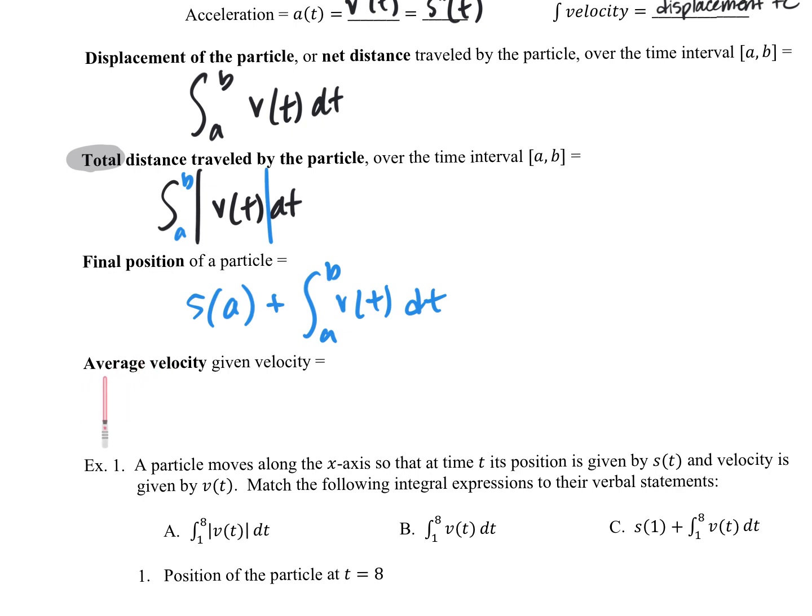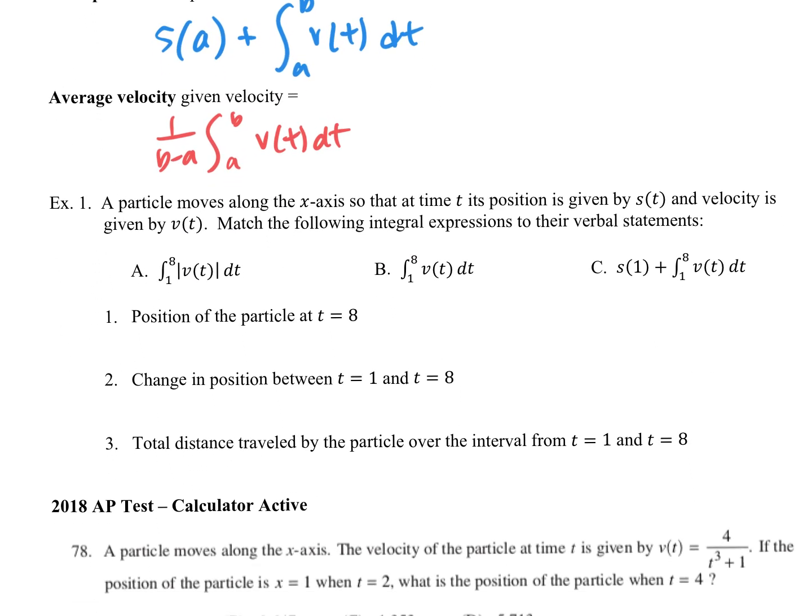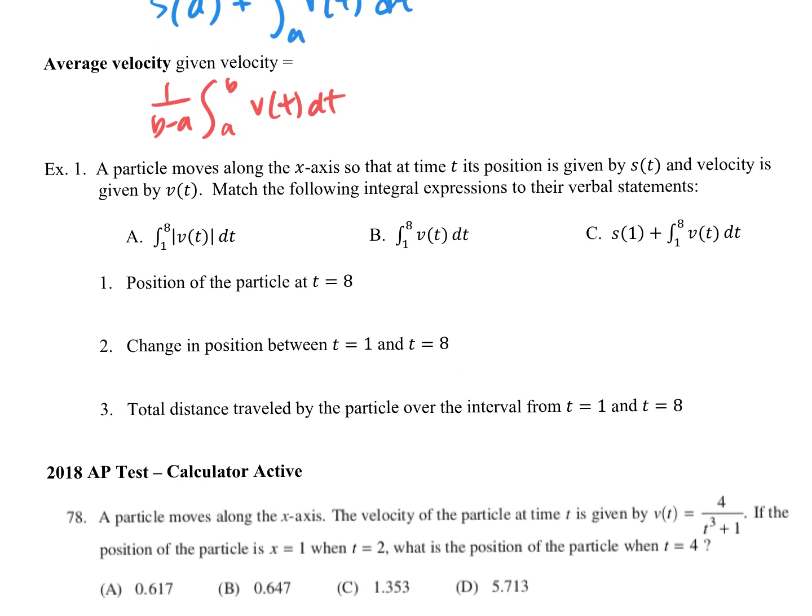And then lastly, that average velocity is what we've been talking about. To find our average velocity, what were we doing these last 2 days? Good. Integral from A to B of that velocity. Good job, you guys. This is just a little matching multiple choice. If I tell you that the position is S and I tell you velocity is V, match the following expressions.